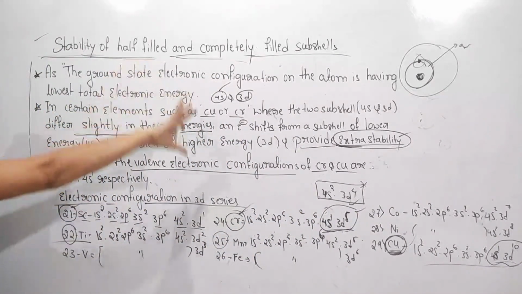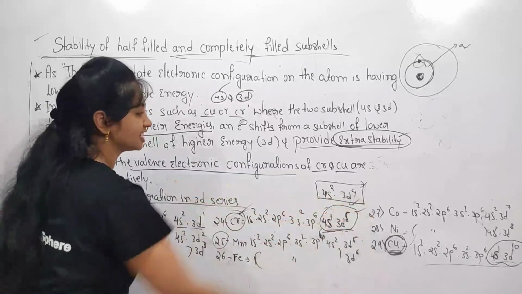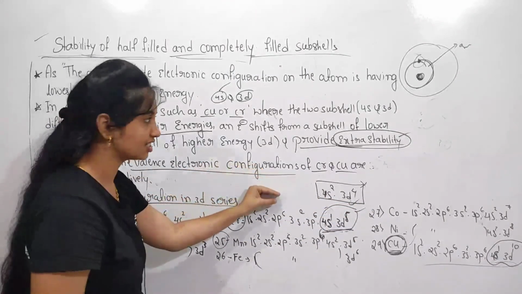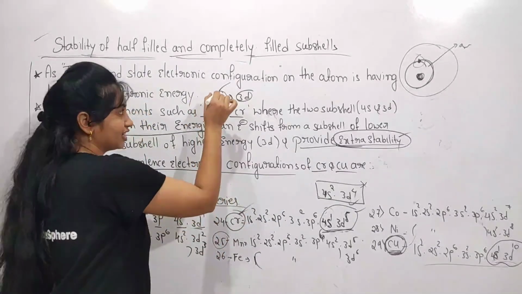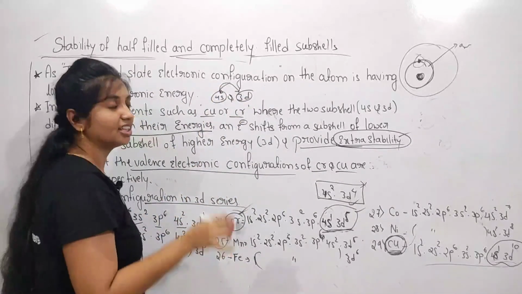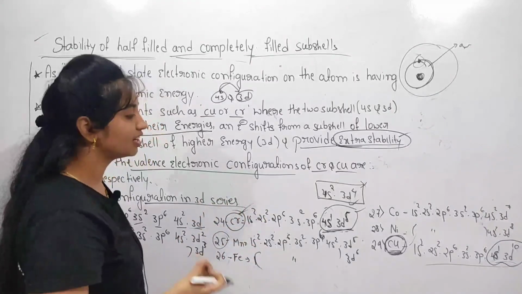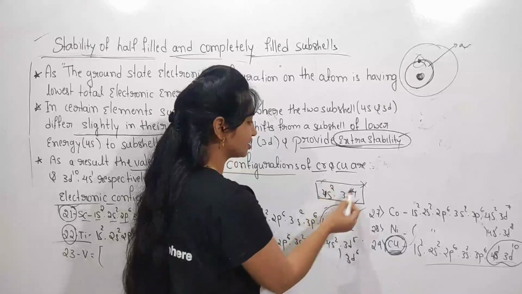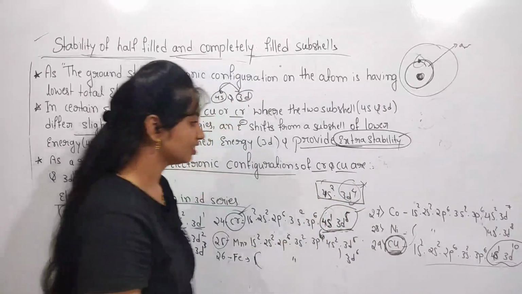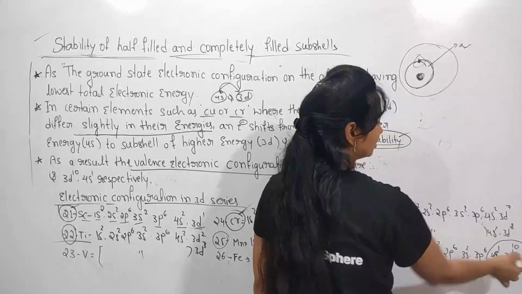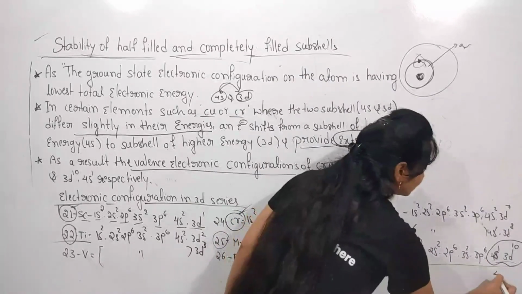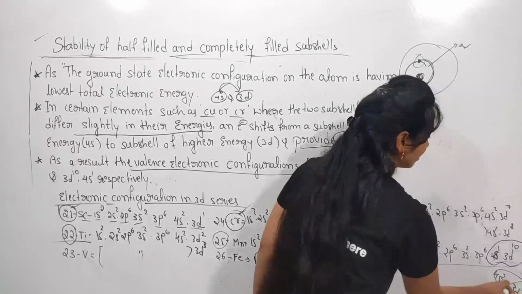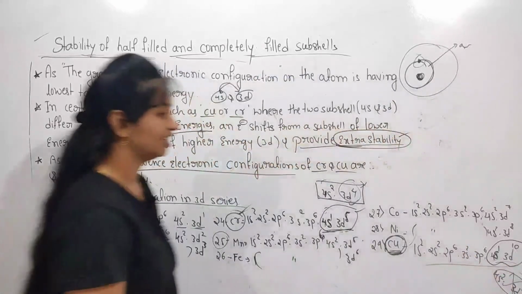For that extra stability only this exception takes place. So as a result of valence electron configuration, when the 4s electron is shifted to the 3d, what results will come? 4s1 3d5 instead of 4s2 3d4. And 4s1 3d10 instead of 4s2 3d9. We write it like this.